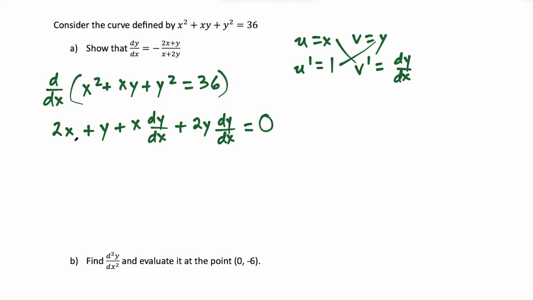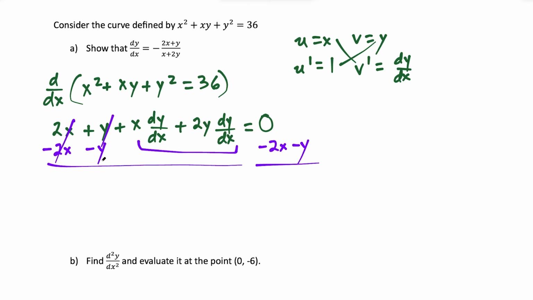So now from here, we want to get all of the dy dx terms on one side, and we want to move everything else to the other side. So here's the dy dx terms. So we're going to move 2x to the other side, so we'll subtract 2x on both sides. And we want to move the y term over, so we're going to do minus y on both sides. So now on the left side here, notice that these terms cancel out, and now we're left with x times dy dx plus 2y dy dx.